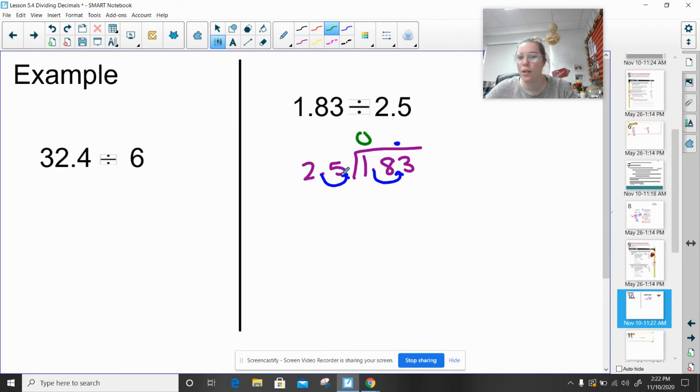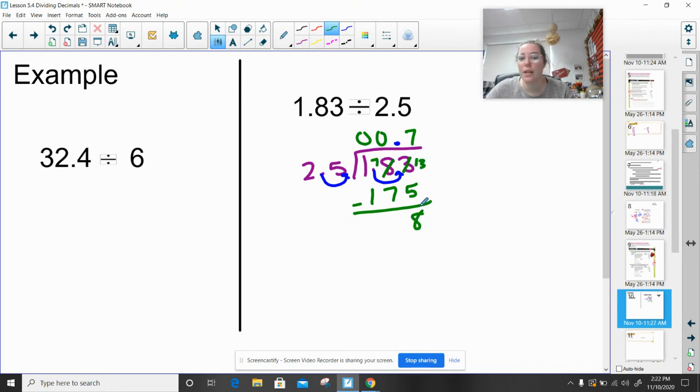25 can't go into 1. It can't go into 18, but it can go into 183. Now I like to think of change. 25 times 4 is $1. Plus 2 more would be $1.50. So 4, 5, 6 would be $1.50. 7 would be $1.75. So I know it's 175. I subtract. 13 minus 5 is 8.